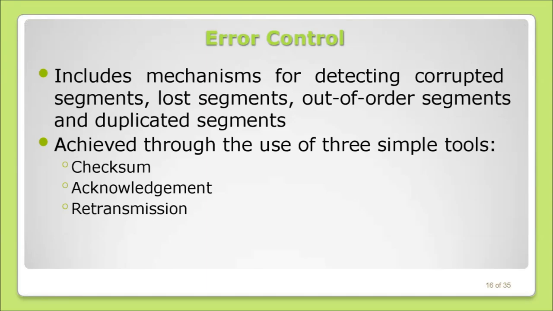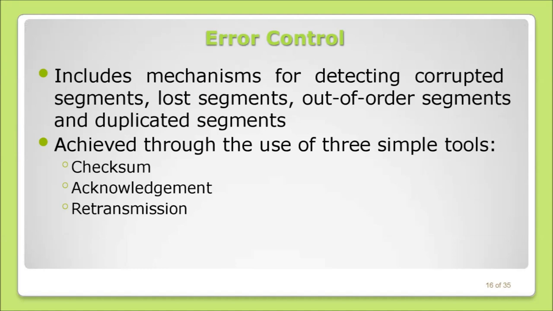Next is duplicated segment. What does it mean? It means that the receiver has received a specific segment but the sender does not receive the positive acknowledgement. The sender will retransmit a specific segment and the receiver now has duplicated segments. So these are problems or issues, and all these issues must be controlled by the receiver.